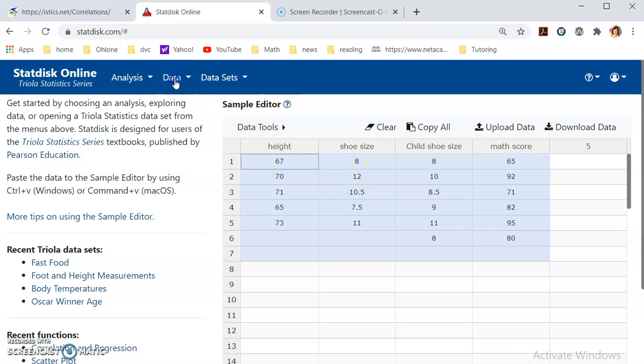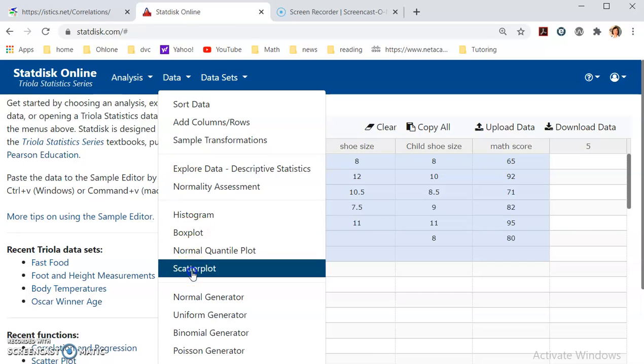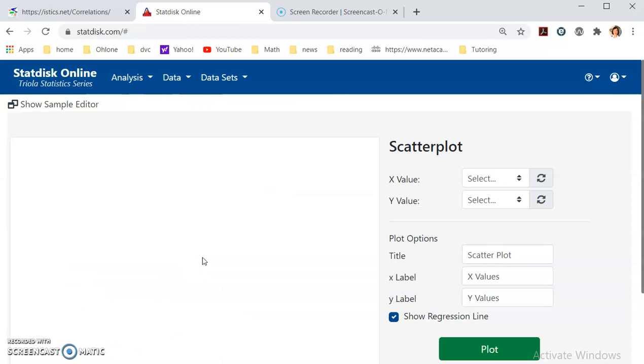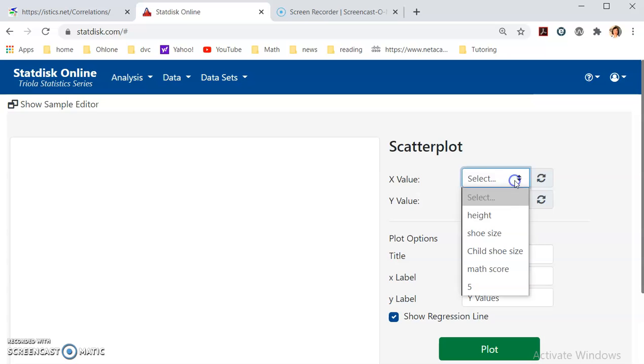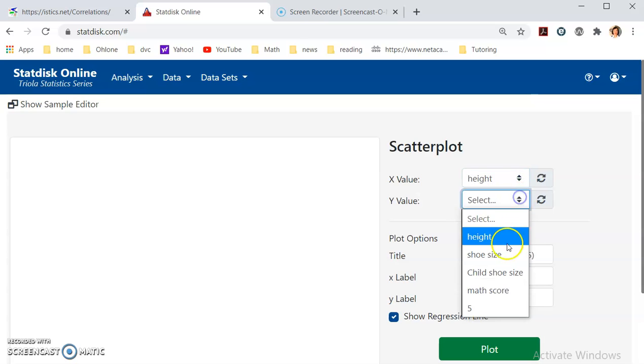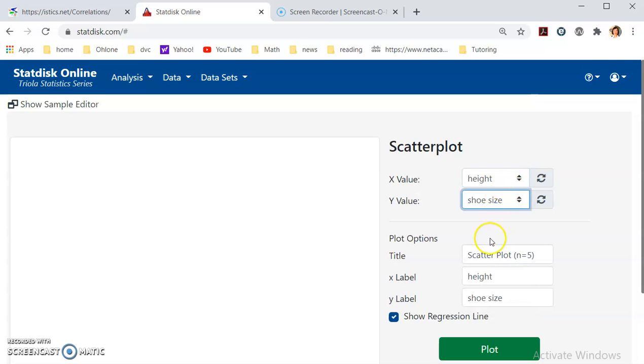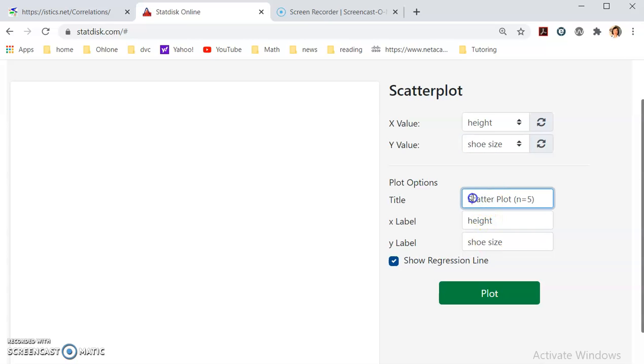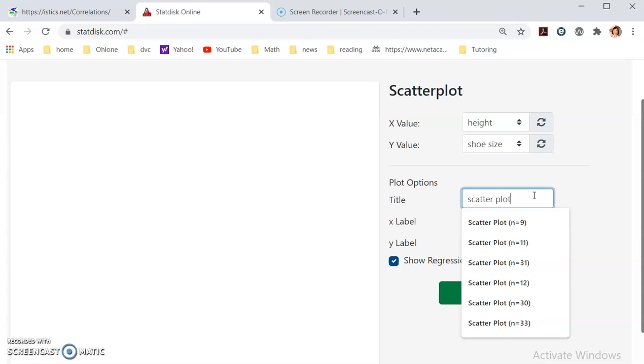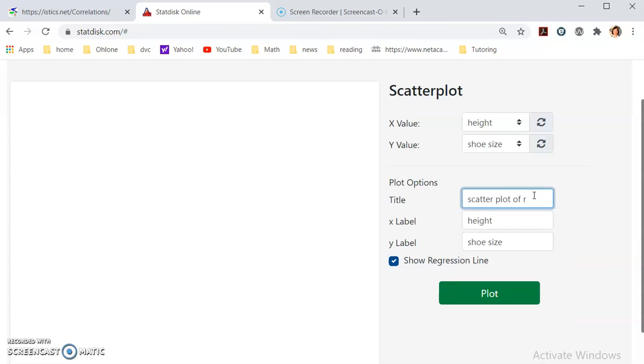To do it, you go to data. Under data, there's a scatter plot. It asks what you want. I want the height and shoe size because they are matched pairs. You can also add a title. You say scatter plot for height and shoe size.